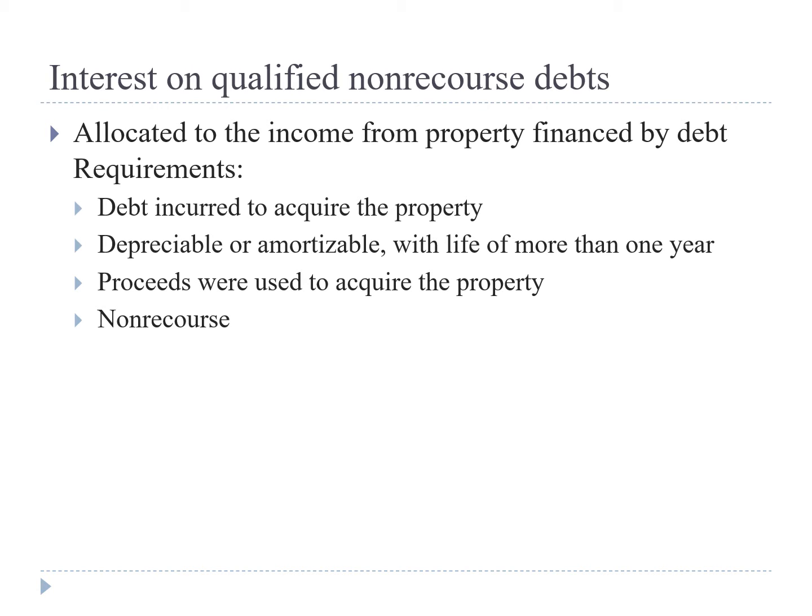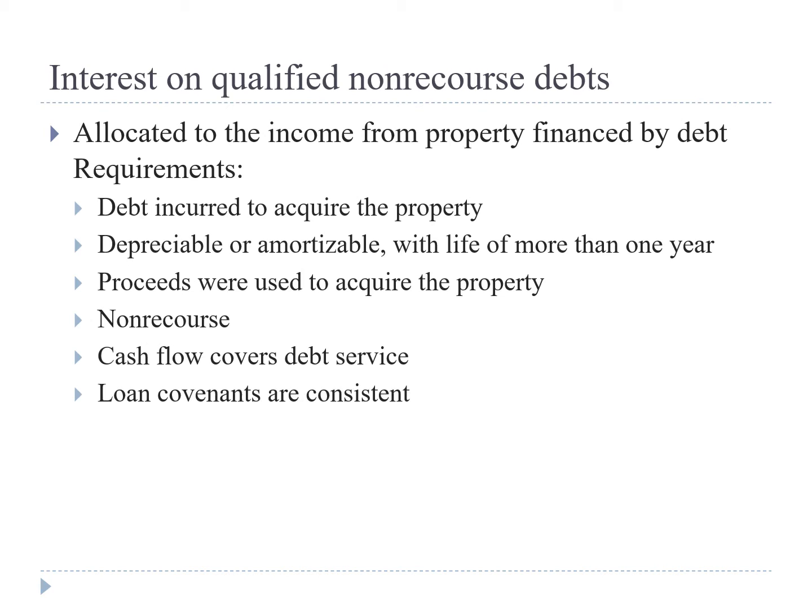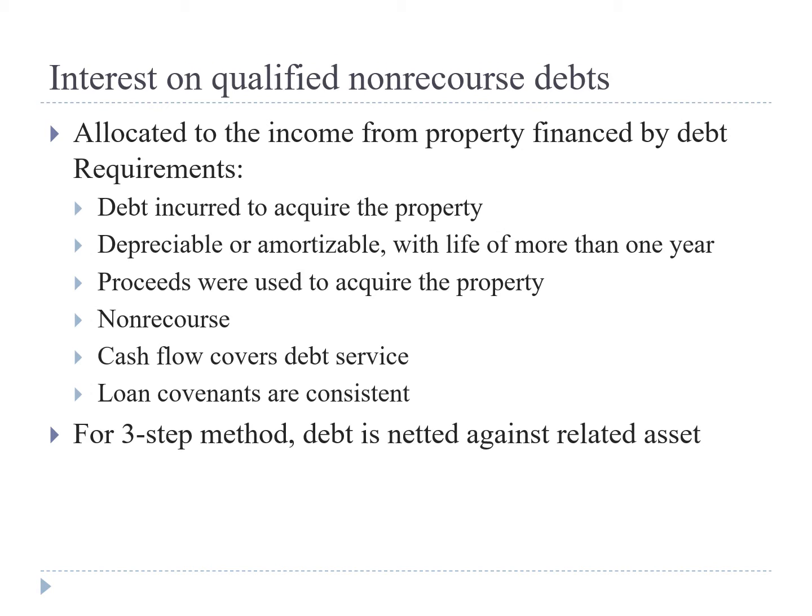The debt is non-recourse, meaning that the creditor can look only to the property to guarantee repayment of the debt. Cash flow from the property is expected to be sufficient to service the debt, and loan covenants are consistent with the above requirements. For purposes of the three-step method of allocating interest discussed above, any debt that is allocated under this rule is netted against the related asset, and then the debt is ignored.